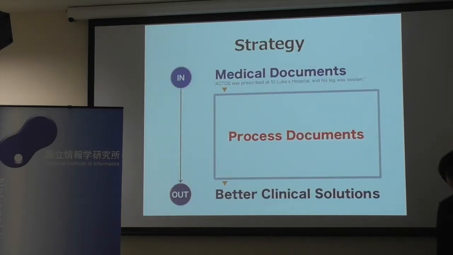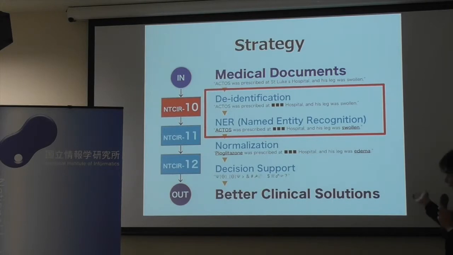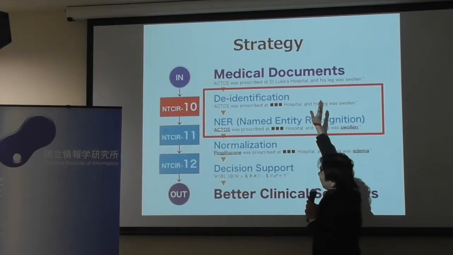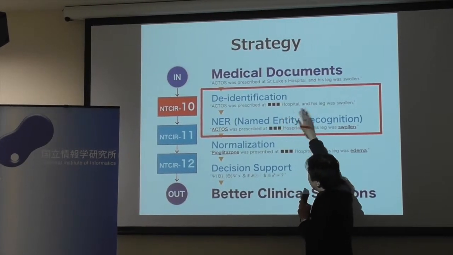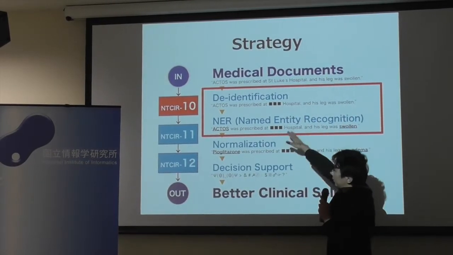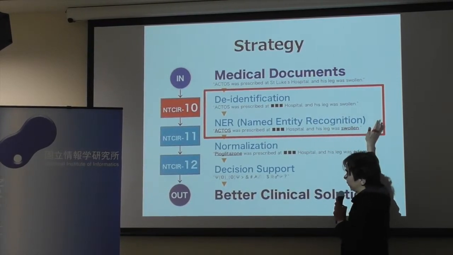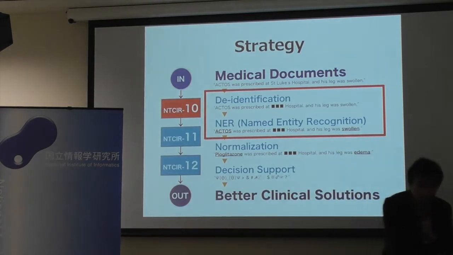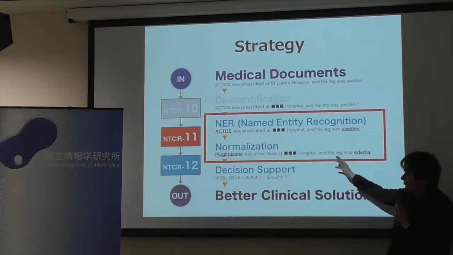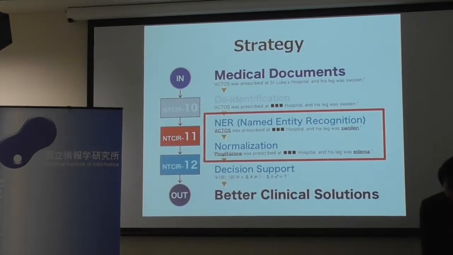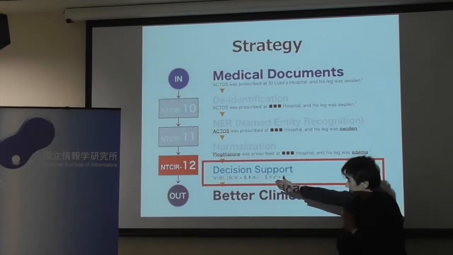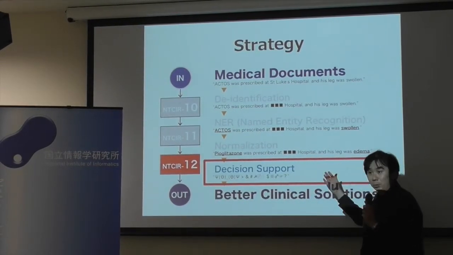So the input is a medical record, and the output is better clinical solutions. We divide this process into 4 sub-processes. The first one is to identify privacy information and remove it. Then the system finds the disease. Then the system normalizes. And NTCIR-12 targets the final task, which provides some kind of decision support.